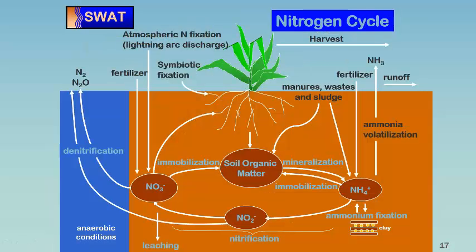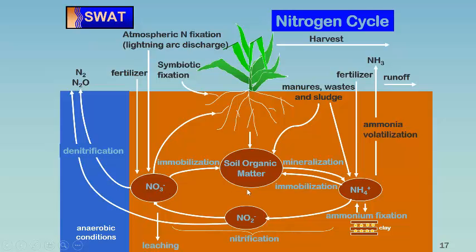I'm not able to go through every one of those. I'm going to hit only nitrogen as one of the key examples here, but you can talk about phosphorus or pesticides or any other process, including the plant processes. So in nitrogen, we keep track of four forms of nitrogen. One is organic nitrogen, then ammonia, nitrite, and nitrate.